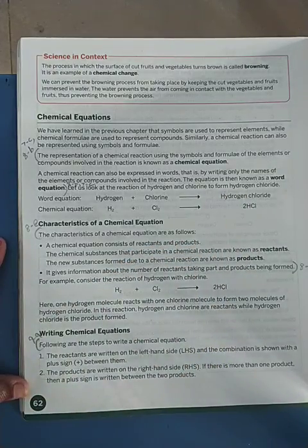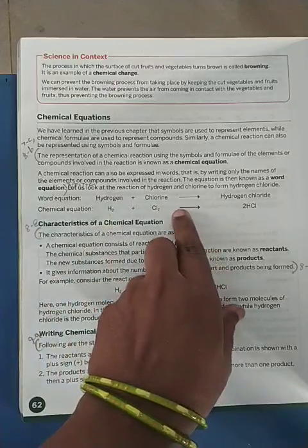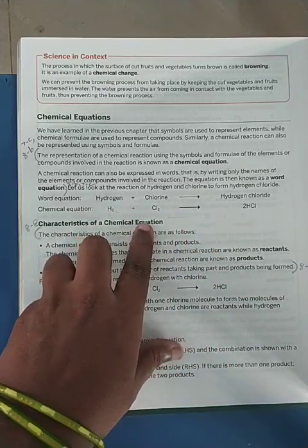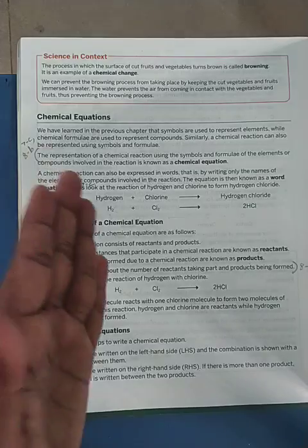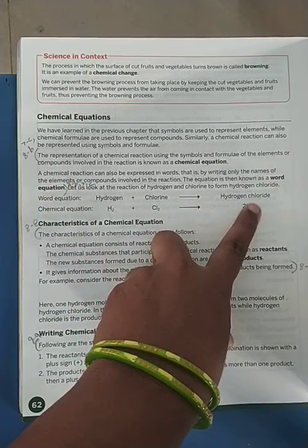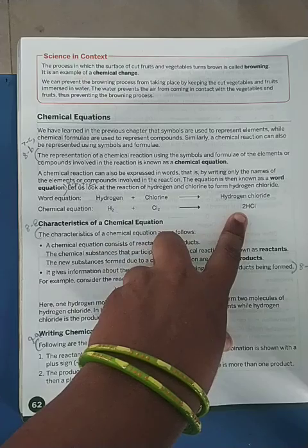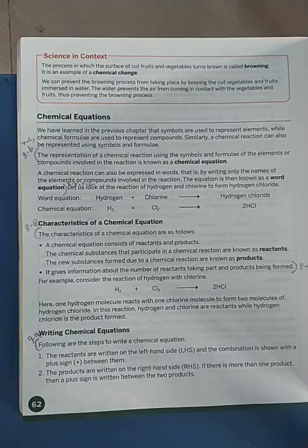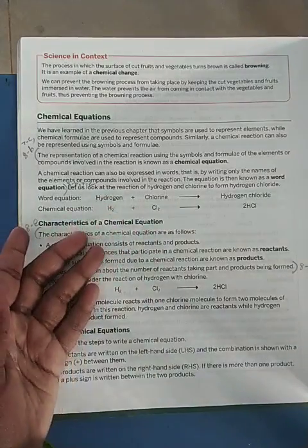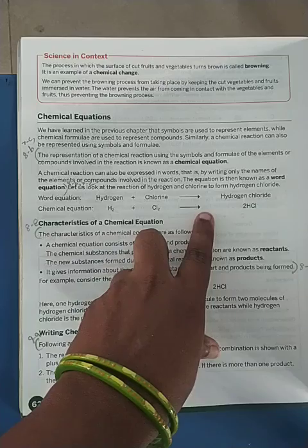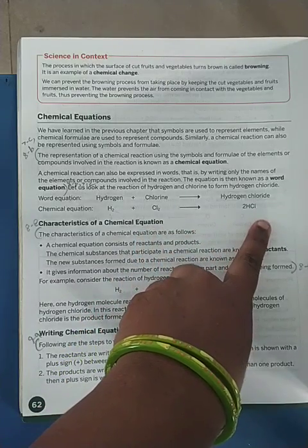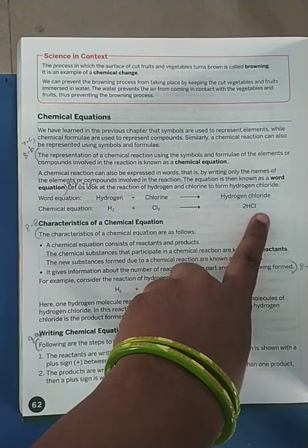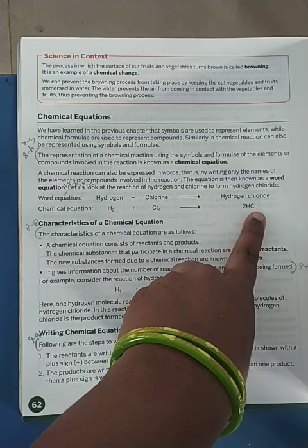In simple terms, we can say the left hand side of your arrow mark is always called the reactants, and the right hand side of your arrow mark will always be called the products. The moment I say hydrogen reacts with chlorine, I can take hydrogen and chlorine as my reactants. So I can put hydrogen and chlorine on my left hand side, then put one arrow. Then I can say what the product is: it is hydrogen chloride. Then I have to write the formula for hydrogen chloride.